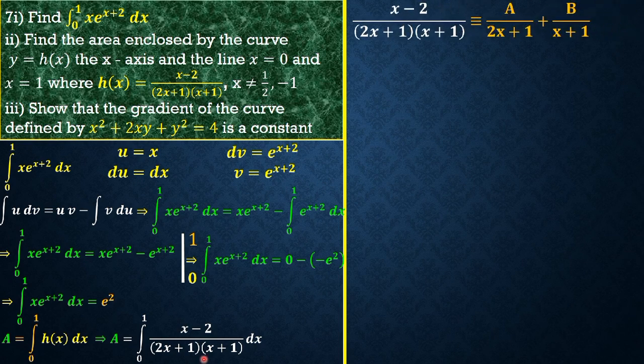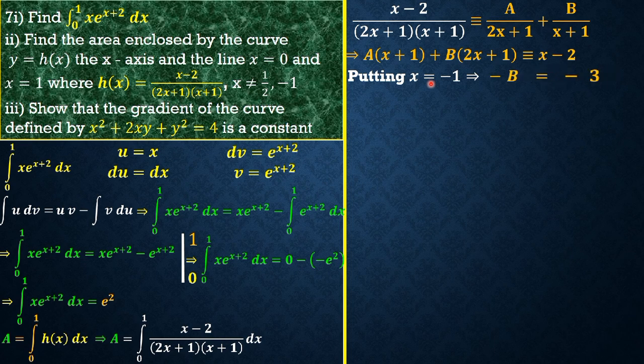So if we express in partial fractions, the denominators are all linear factors and the degree of x at the top is less than at the bottom. So we are just going to have a over the first plus b over the second. If we multiply the whole expression by the LCM, we are going to have a into (x plus 1) plus b into (2x plus 1) identically equal to x minus 2. If we substitute x to be negative 1, we are going to have negative b equal to minus 3, simplifying that we have b equal to 3.